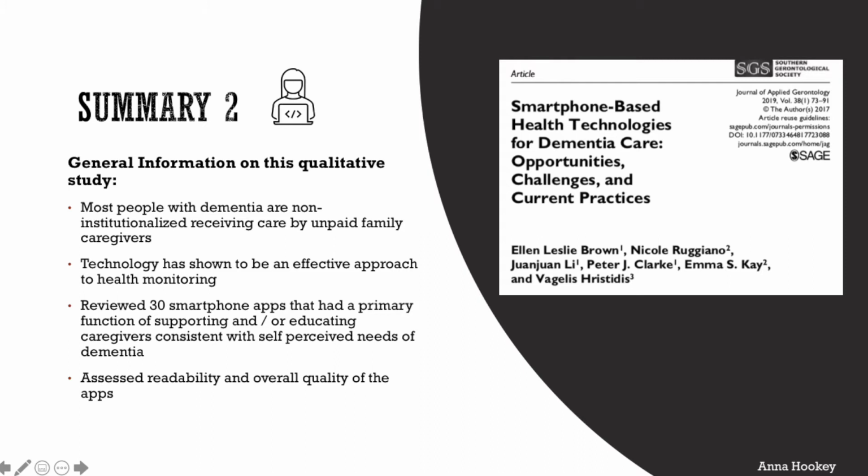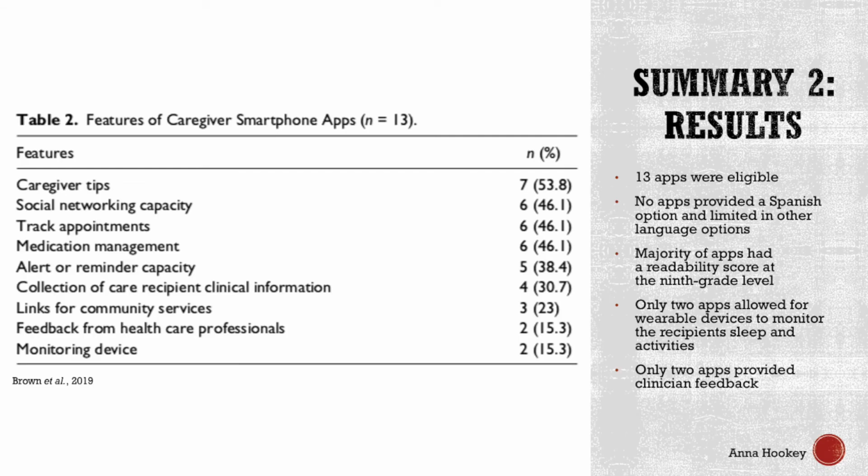They assessed the current readability and overall quality of the app. The results shown from this study revealed there were only 13 eligible apps out of the 30 reviewed. They found that only 2 apps offered language in Dutch and German, and 1 in Chinese. None of the apps offered a Spanish language option. This already makes it increasingly more difficult and creates language barriers.